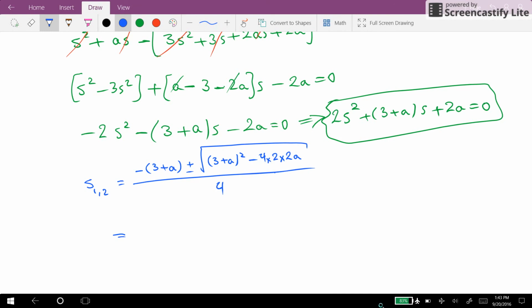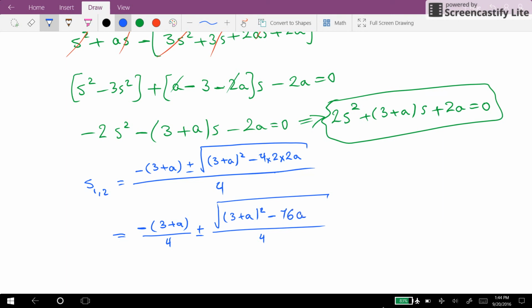Which could be rewritten as (-3 + a)/4 ± √((3 + a)² - 4 × 16a). So now the important part here is this square root.